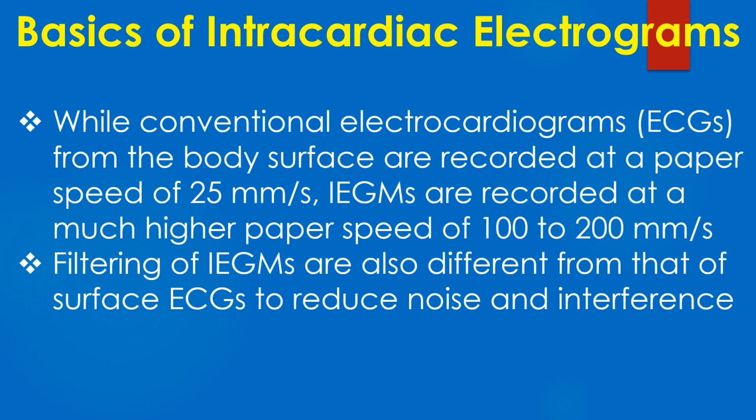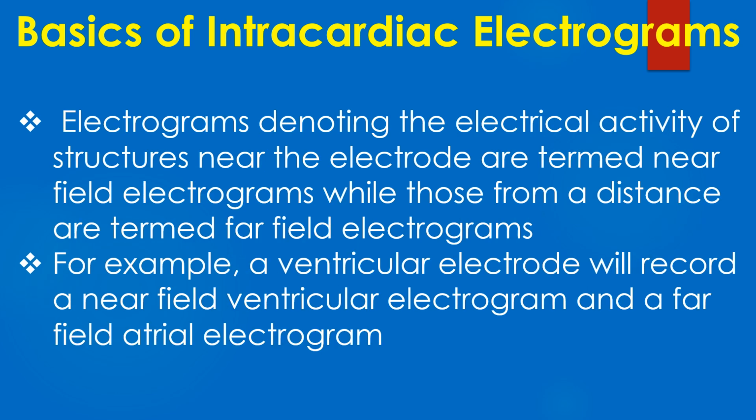While conventional electrocardiograms from the body surface are recorded at a paper speed of 25 mm per second, intracardiac electrograms are recorded at a much higher paper speed of 100 to 200 mm per second. Filtering of intracardiac electrograms is also different from that of surface ECGs to reduce noise and interference. Electrograms denoting the electrical activity of structures near the electrode are termed near field electrograms, while those from a distance are termed far field electrograms. For example, a ventricular electrode will record a near field ventricular electrogram and a far field atrial electrogram.